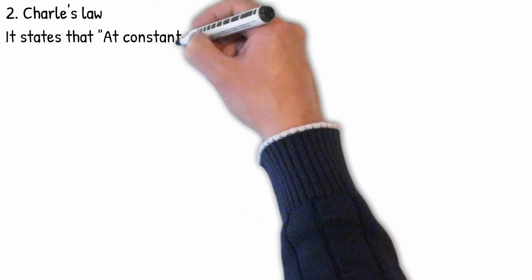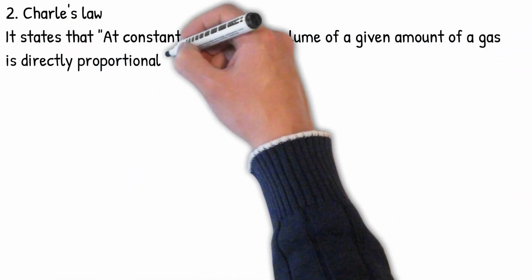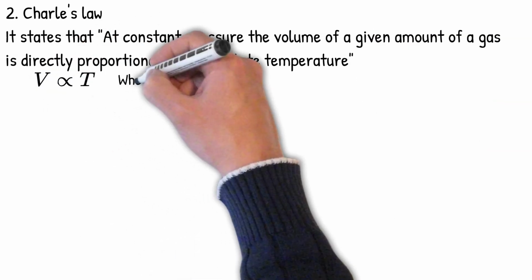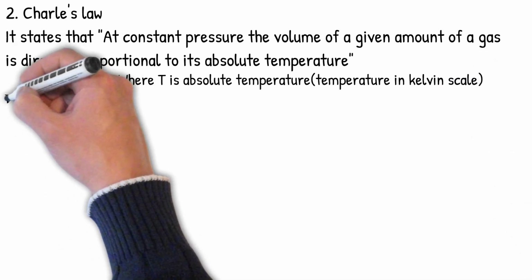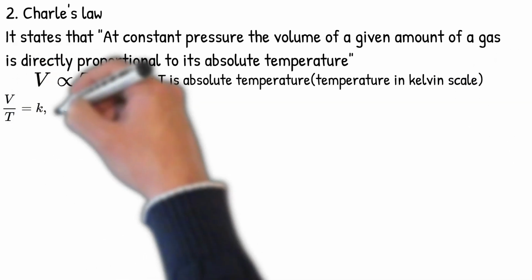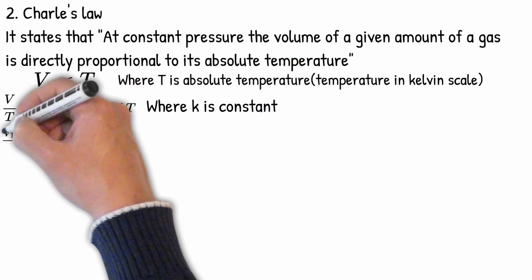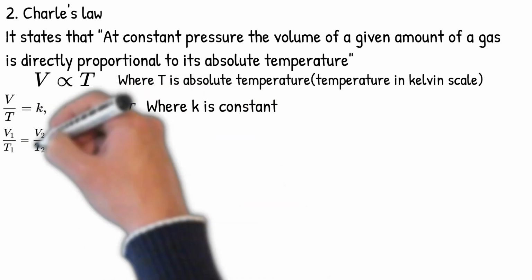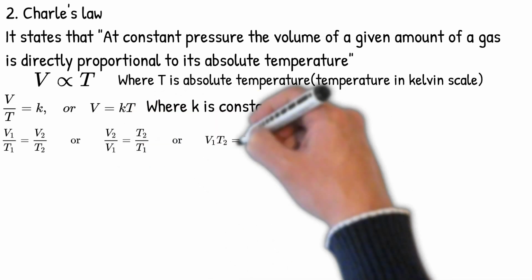Number 2. Charles' law states that at a constant pressure, the volume of a given amount of a gas is directly proportional to its absolute temperature, V directly proportional to T, where T is absolute temperature, that is, temperature in the Kelvin scale. By removing the proportionality symbol, it becomes V over T equals K, where K is constant. Then the formula is modified into V1 over T1 equals V2 over T2 for two gases, or V2 over V1 equals T2 over T1, or V1 T2 equals V2 T1.